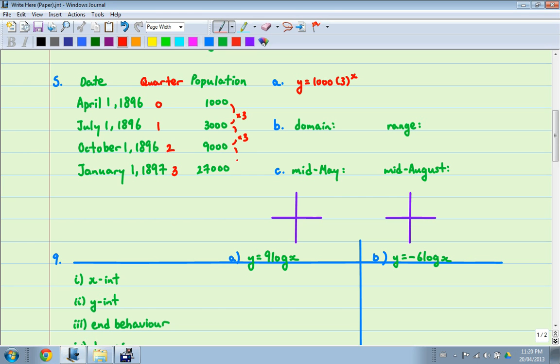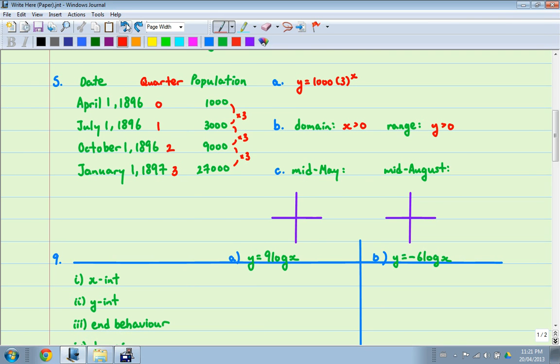So that's where the 3 to the x comes from. As for the domain and range, the quarters clearly will be greater than 0, because you cannot have negative quarters there, and the range will be greater than 0 as well, because you cannot really have a negative population.